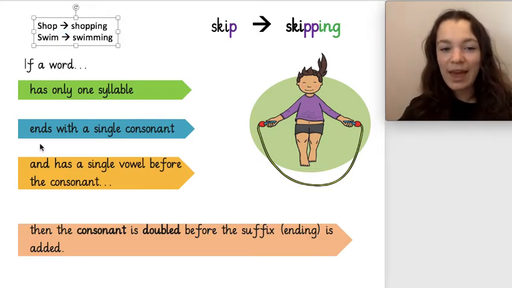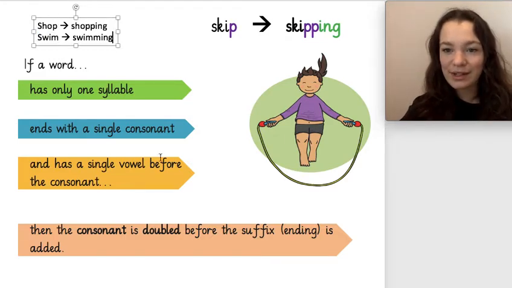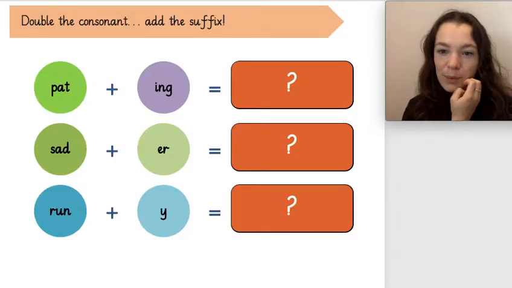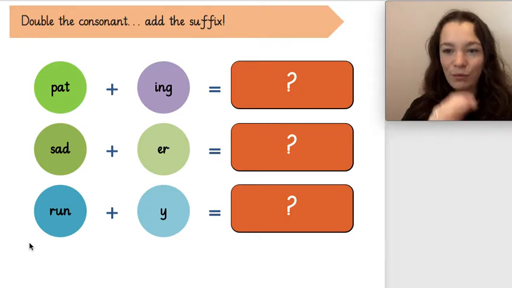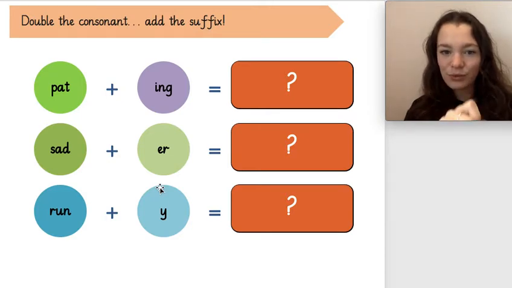Exactly. So if it has one syllable, ends in a single consonant, just one, and has one vowel before it, then we double the consonant and add the suffix, double the last letter. So I would like you to pause the video now. We've got some root words here that have one syllable, and down here we've got some suffixes which we add to the end. I would like you to rewrite the words.